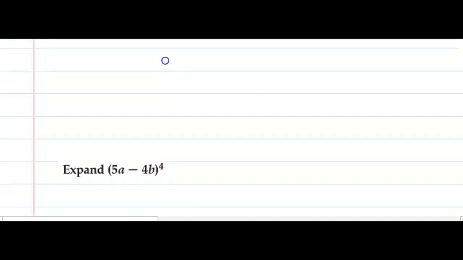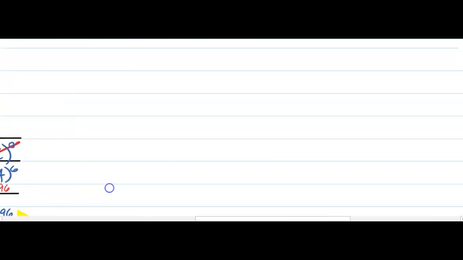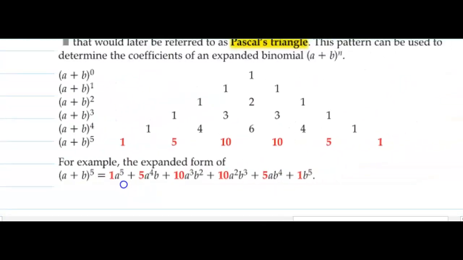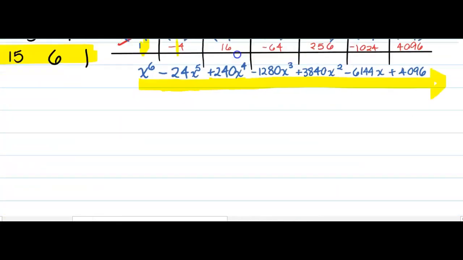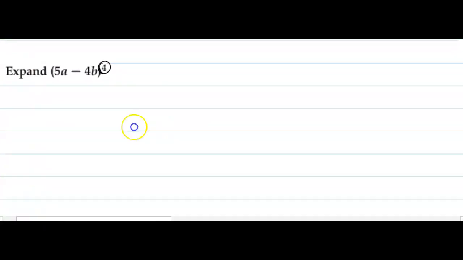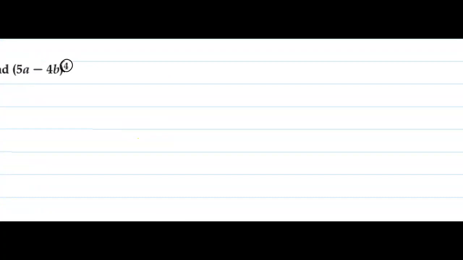Let's try this next one together. Now we have some extra coefficients, so we're going to need to take that into account. We need the fourth row of Pascal's triangle. In the interest of time, I'm just going to go back up to this pre-printed triangle and grab that row. 1, 4, 6, 4, 1. That's the fourth row. So that's what we need here. 1, 4, 6, 4, 1.